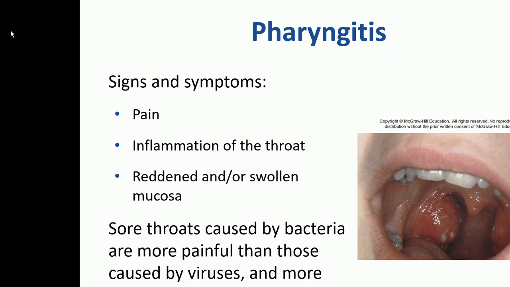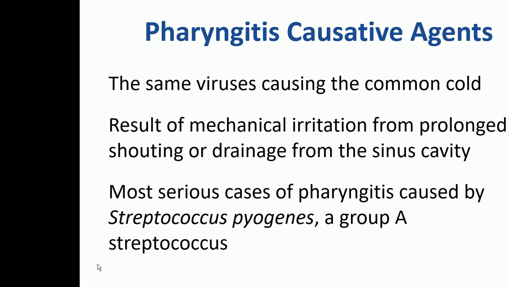The first disease is pharyngitis. Pharyngitis is basically the inflammation of the throat, and in this there is redness and swelling in the mucosa, and there's pain. Sore throats which are caused by bacteria are usually more painful as compared to the sore throats caused by viruses, and they are accompanied by fever, headache, and nausea. The viruses which cause pharyngitis are the same viruses which cause common cold. The most important cause of pharyngitis caused by bacteria is Streptococcus pyogenes, which is a group A streptococcus.